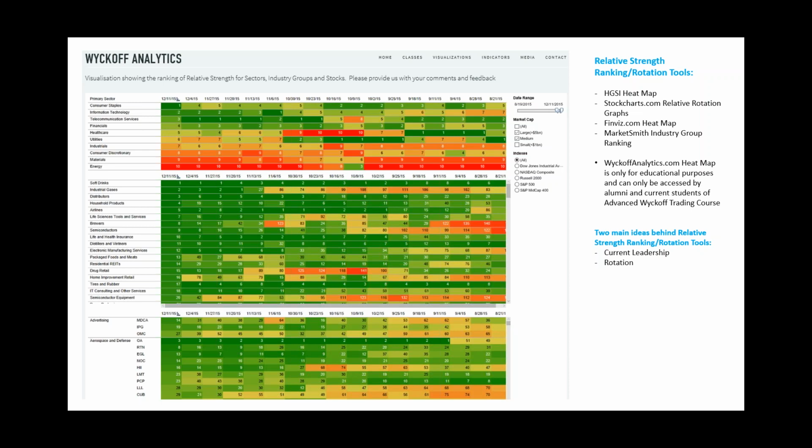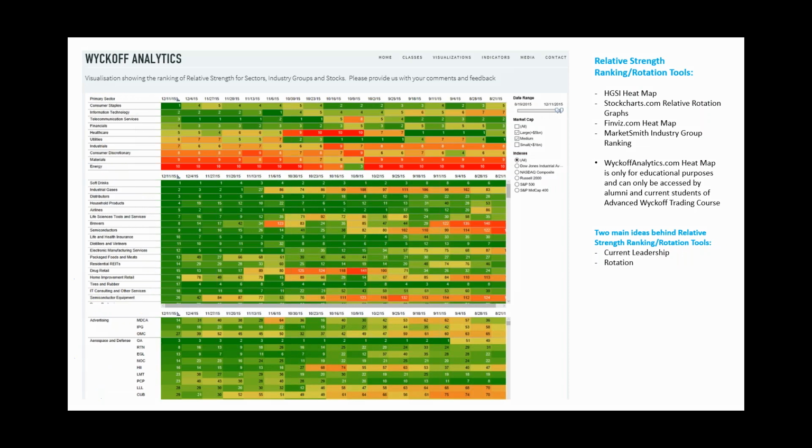And I'm giving you some examples here. The main picture is from our website, Wyckoff Analytics, and this shows you a whole heat map with the primary sectors and with the industry groups. Let me just point this out here. So the sectors, then the industry groups, and then the stocks in those industry groups. And by the way, this heat map was created by Howard, one of our alumni.